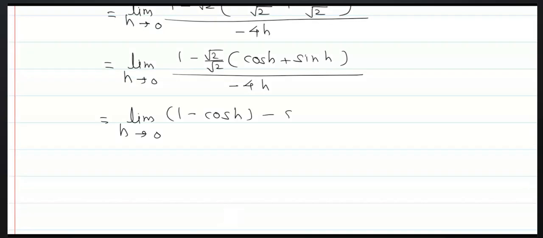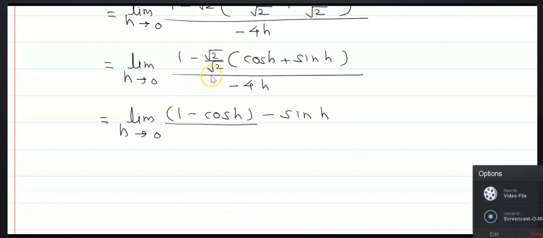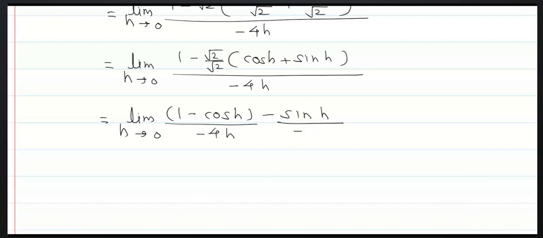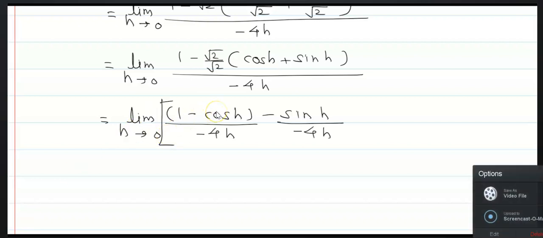Limit h tends to 0. Now see this here. Root 2 gets cancelled. Then you will get 1 minus cos h in the first bracket. What about the second bracket? Here is again minus sin of h upon h. Split this up. That is 1 minus cos of h upon minus 4h minus sin of h upon 4h.